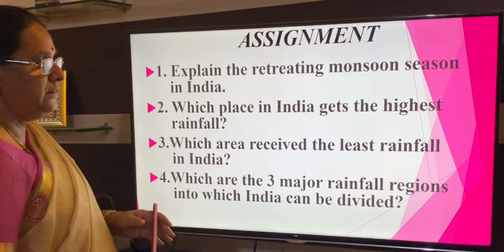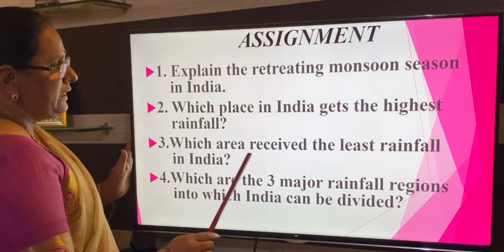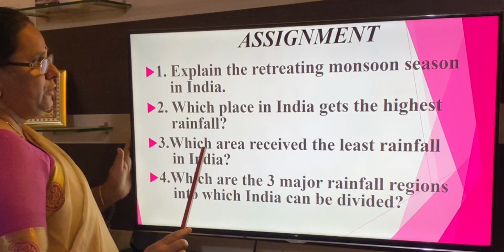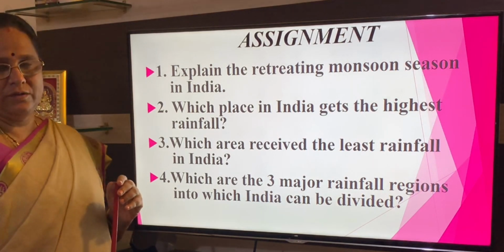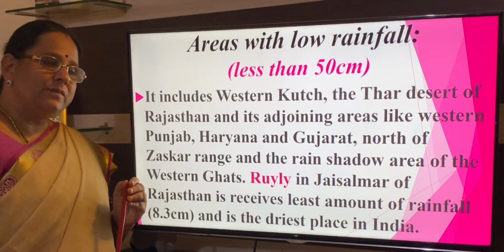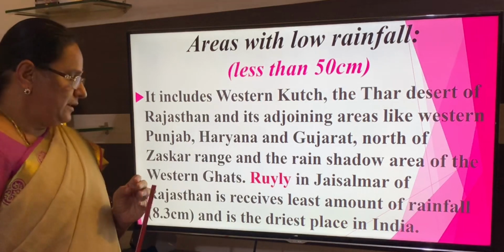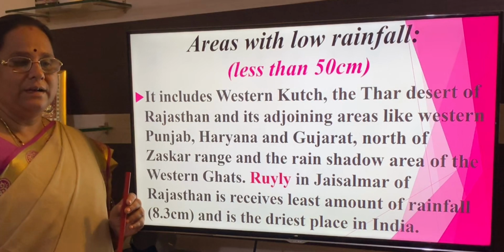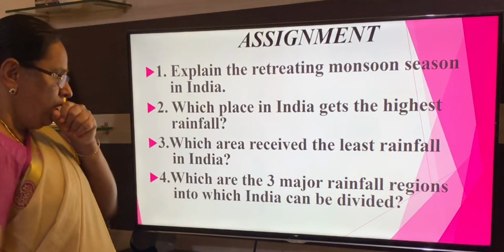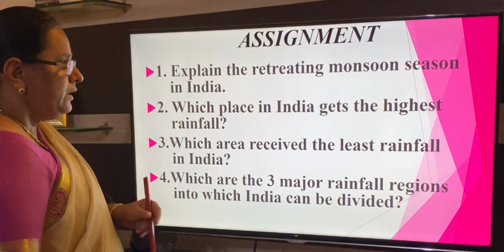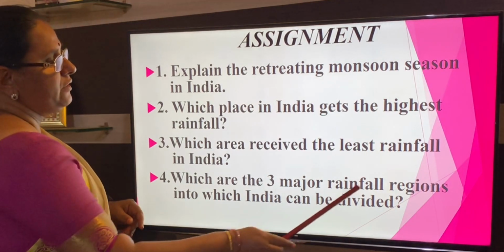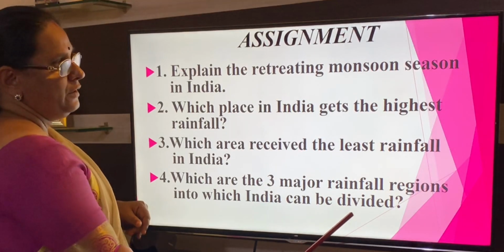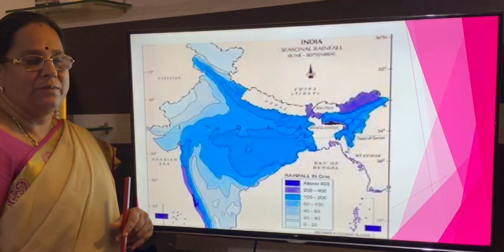The next one, third assignment, we will learn about which area received the least rainfall in India is. You have to remember which place it was. You have to remember Jaisalmer in Rajasthan, which receives 8.3 centimeter of rainfall. Is that clear, children? Now, fourth question. Which are the 3 major rainfall regions into which India can be divided? Okay, which are those 3 you have to mention.